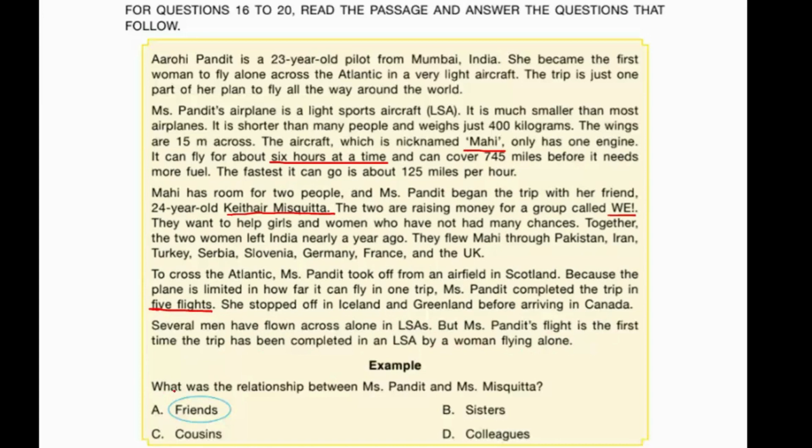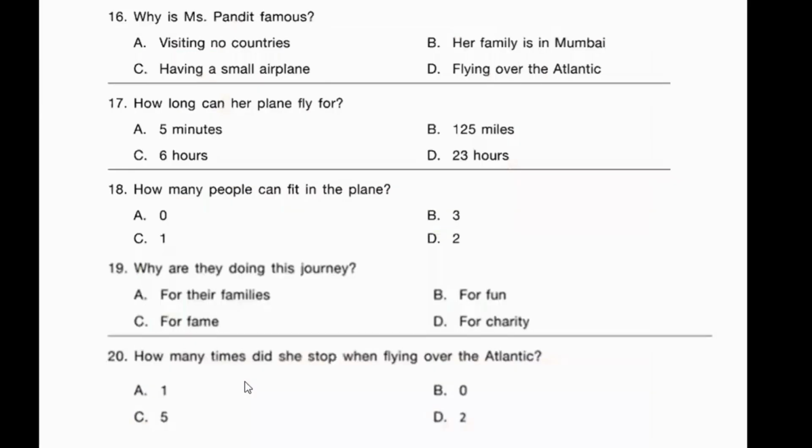So how do we have to answer this question? For example, what was the relationship between Mrs. Pandit and Miss Miskita? So how are they related? They were friends. Okay, so the first option is our correct answer. Okay, this is how you have to answer the passage questions. Okay, now we'll move to the next questions.